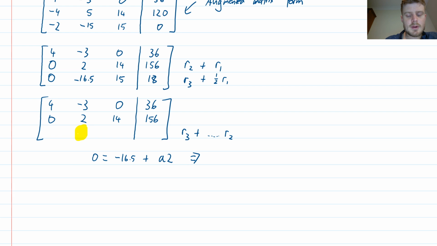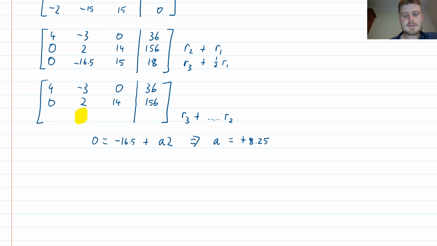So this tells me that my coefficient a is going to be minus, so 16.5 divided by 2 is 8.25. Oh, excuse me, the a is positive. What am I doing? Bring the 16.5 to the other side of the equation and divide through by 2. So I'll get 8.25. So the update step that I actually want to do here is 8.25 times row 2. So let's go ahead and actually do that.